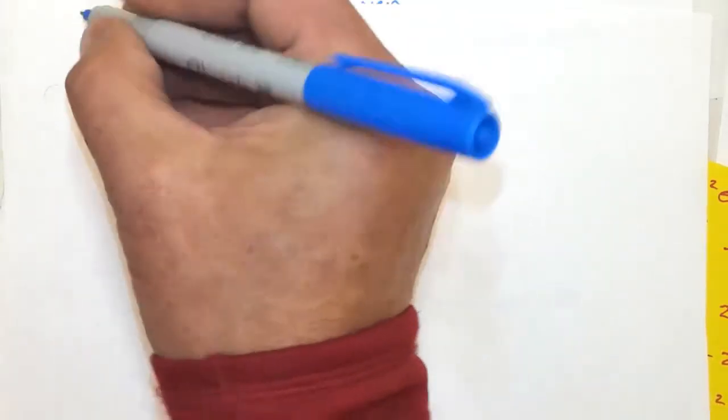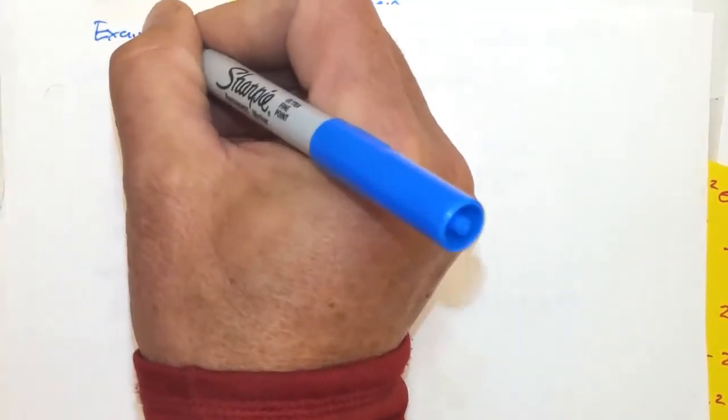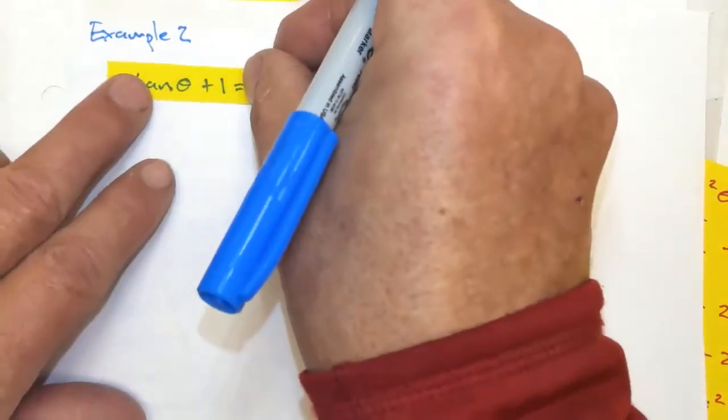Example 2. Okay, it's similar to the last one. It looks like this. And in this case, I have both tangent and secant again, yet I don't have tangent squared or secant squared, so my substitution is going to be different.